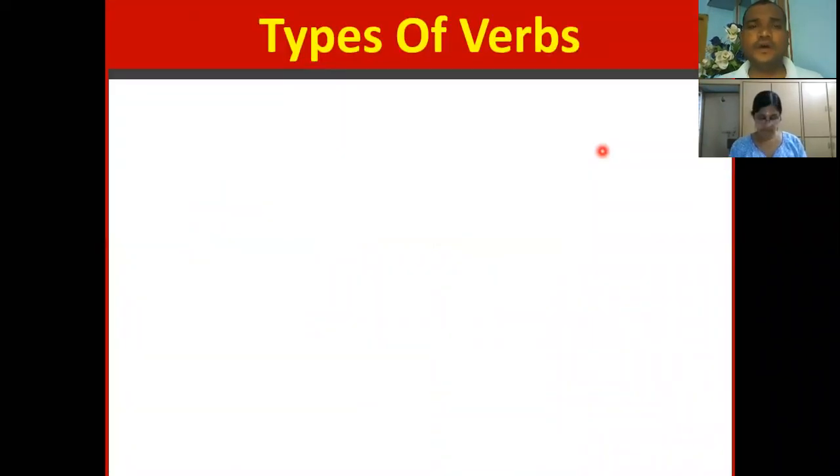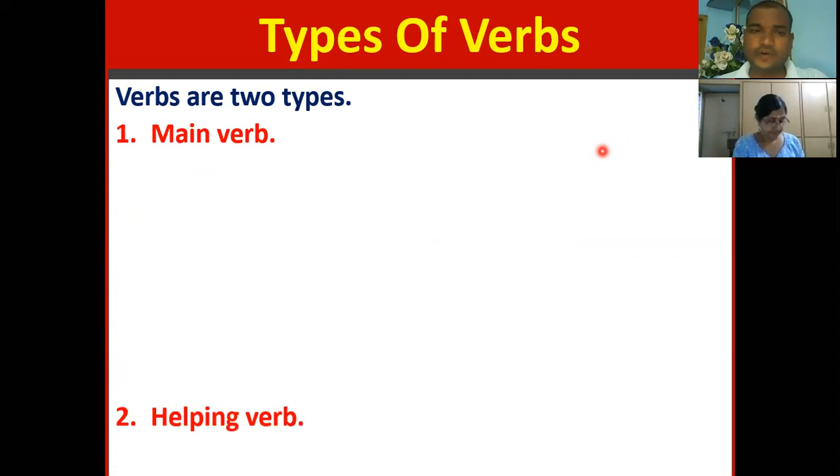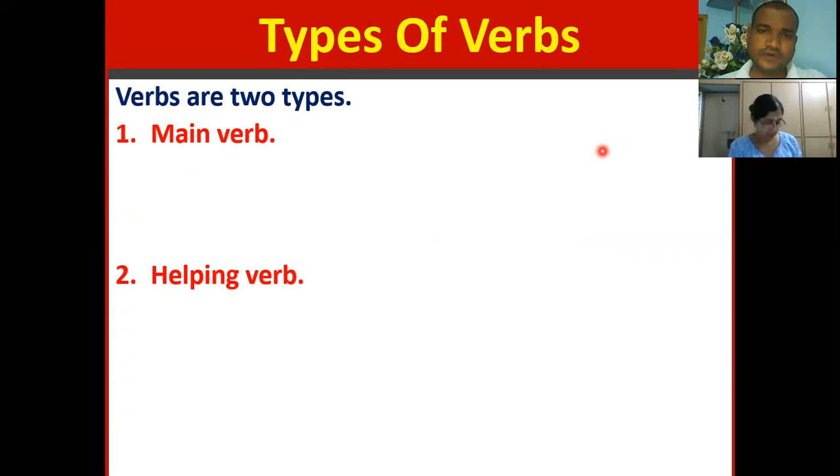Types of verbs. So now let us discuss all the types of verbs in detail. First, verbs are divided into two types, main verbs and helping verbs. Now, first of all, what is a main verb? What does it mean by main verb?